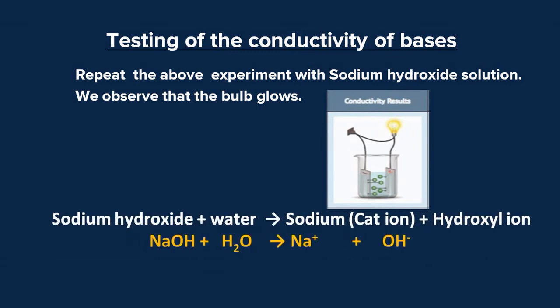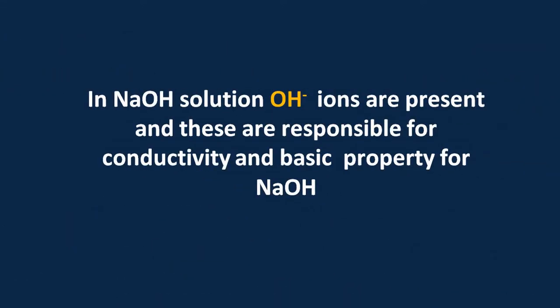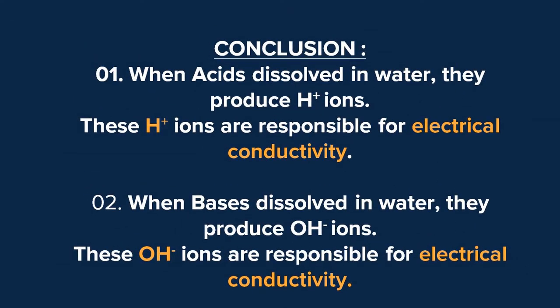In the beaker, the chemical reactions take place as follows. Sodium hydroxide, when dissolved in water, produces sodium ions and hydroxyl ions. In sodium hydroxide solution, OH minus ions are present, and these are responsible for conductivity and the basic property of NaOH. Conclusion: when acids are dissolved in water, they produce H plus ions.